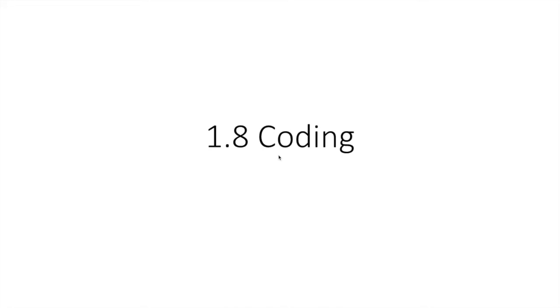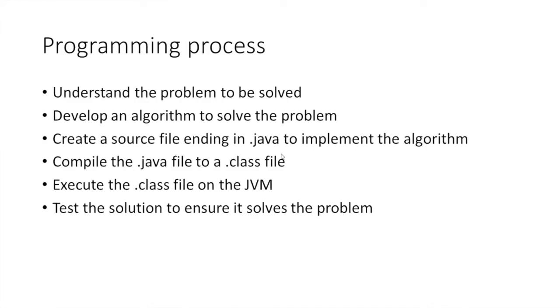In this section, we're going to talk about creating programs that solve problems. The programming process is made up of a number of steps. The first and most important is that we must understand the problem to be solved. There's no need writing a program if you don't know what you're going to do with it. Develop an algorithm to solve the problem. That is, figure out the steps necessary to solve the problem.